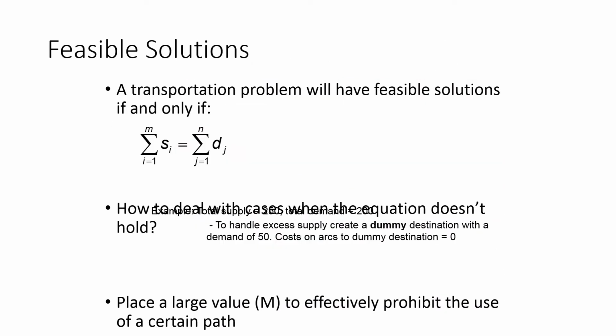Okay, so a transportation problem will have a feasible solution only when the supply equals the demand. So if the supply does not equal the demand, we will make the supply equal the demand by adding a dummy or imaginary, which we refer to as a dummy destination or dummy demand. For example, in this case, the total supply was 250 and the total demand is 200. So that means that the demand is short of the supply by 50.